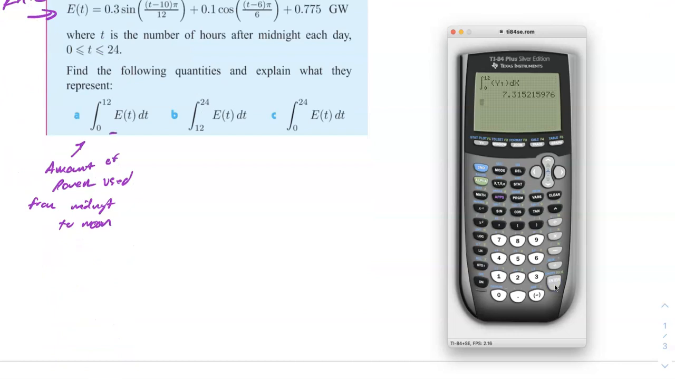So this one's just 7.315 or 7.32 gigawatts. Not gigawatt, to be power consumption. I don't know what the actual unit is. Gigawatts is not like it's a rate, but it's not my forte. So there's that one. Then we're going to do something with 12. You can see from 12 to 24, it's to me the same idea. It's the amount of power used. I'm going to do this because I'm lazy. The amount of power used from noon to midnight. You might call that the afternoon.